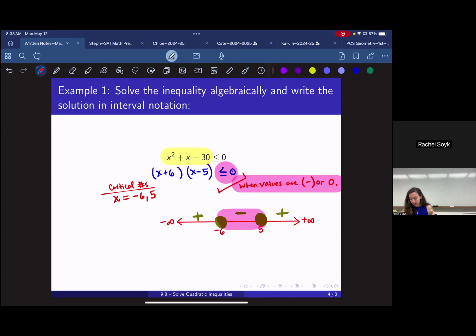So we just have to put that into interval notation. So our solution in interval notation is the following. They're closed circles, so we're going to have hard brackets. -6, comma, +5, hard bracket. And we're done.